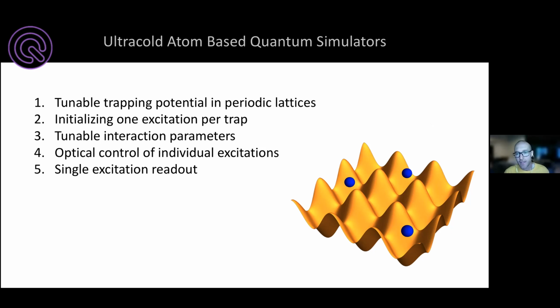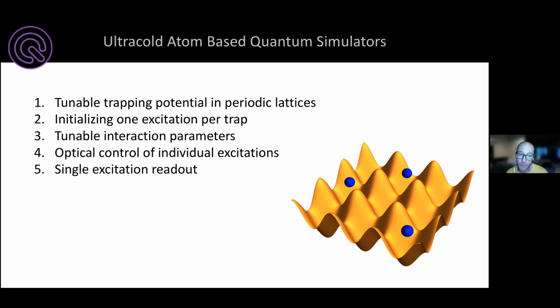And if you look at that community, they basically have found over the last several decades, they've reached several important benchmarks in establishing this idea of a quantum simulator. So one of the things that the cold atom community has done very well is create tunable trapping potentials. So they can use laser trapping in these very, very well controlled periodic lattices. They can do 1D, 2D, 3D, et cetera.